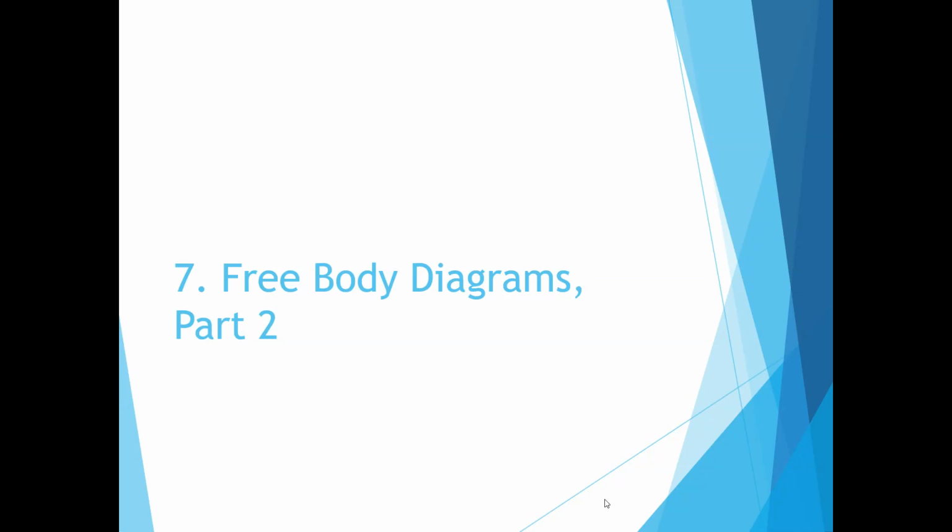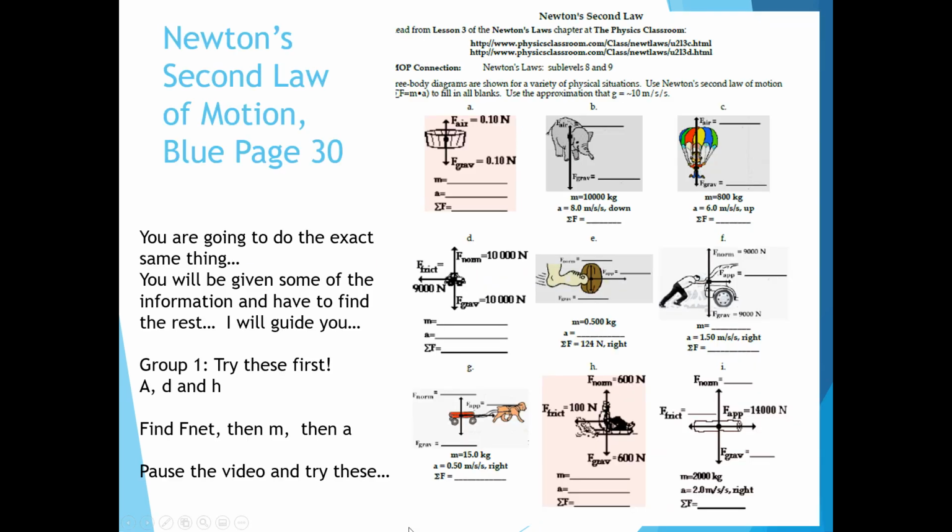So on to topic 7, where we're going to revisit free body diagrams and do some more challenging problems with it. So in here, I'm going to page 30 in your blue packet, and there's a lot of different scenarios here, and we're going to use Newton's second law of motion, F equals ma, to try to fill in all the blanks that are here.